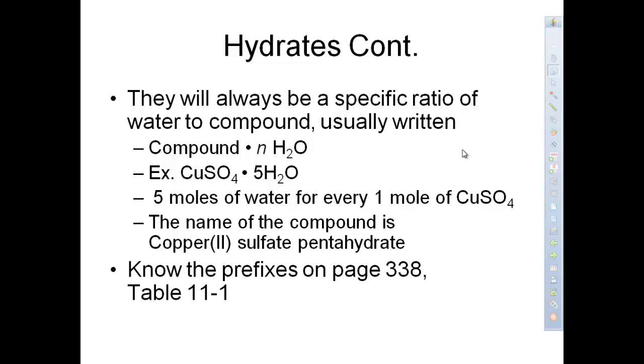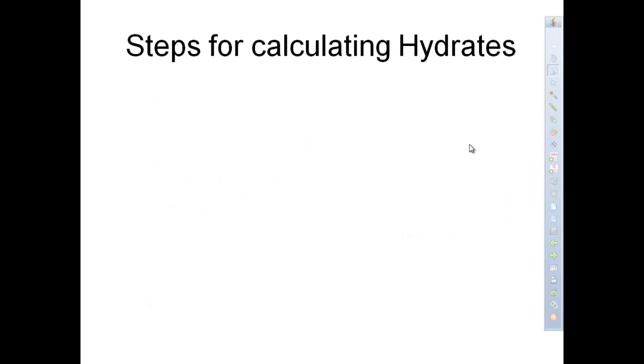And what you're going to have to do is look on page 338 of your textbook. Table 11.1 has all of those prefixes that I'm going to need you to know for hydrates. To tell you the truth, it is very similar to chapter number 9 that we were looking at when we dealt with molecules or covalent bonds. Mono is 1, penta is 5, hepta being 7. So make sure again that you know all of those prefixes for hydrates. Let's go ahead and look at the steps for calculating hydrates.